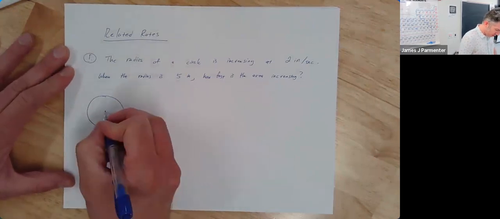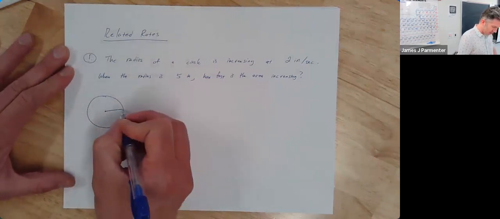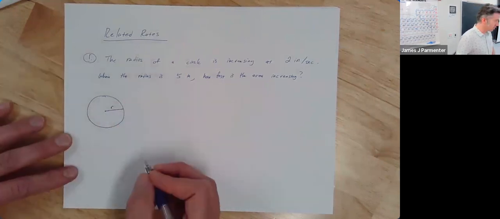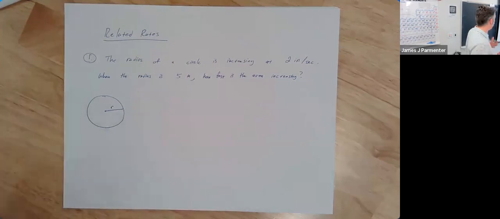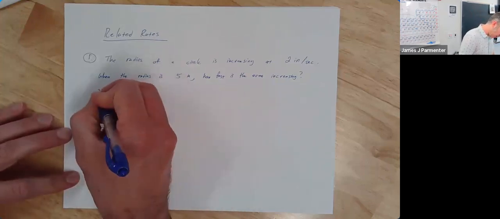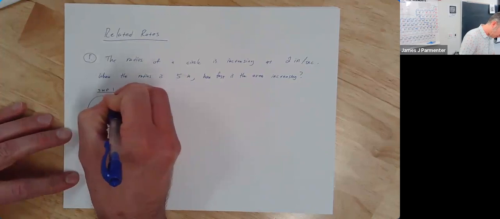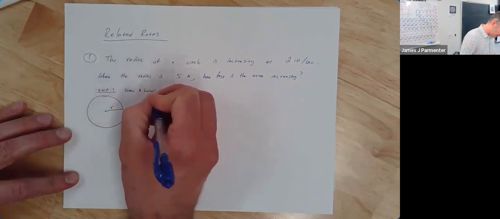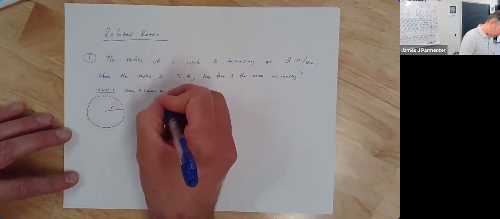And we're going to label the things that are changing, or at least the things that make sense to label. So here the radius is definitely changing, right? It's getting larger and larger. I wouldn't write that the radius is 5, right? The radius is just some variable, we're going to call it r. And so there's my first step. Step 1, draw and label. Label things that are changing, or label the variables.